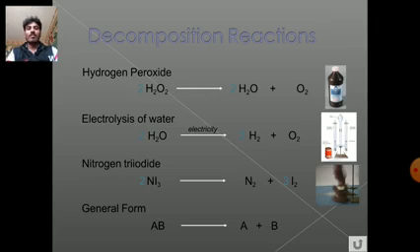Thank you, and write some questions in this chapter. Write the types of chemical reactions. There are more than 4 types. The first one is: what is the combination reaction, and write an equation. And the second one is: what is decomposition reaction.